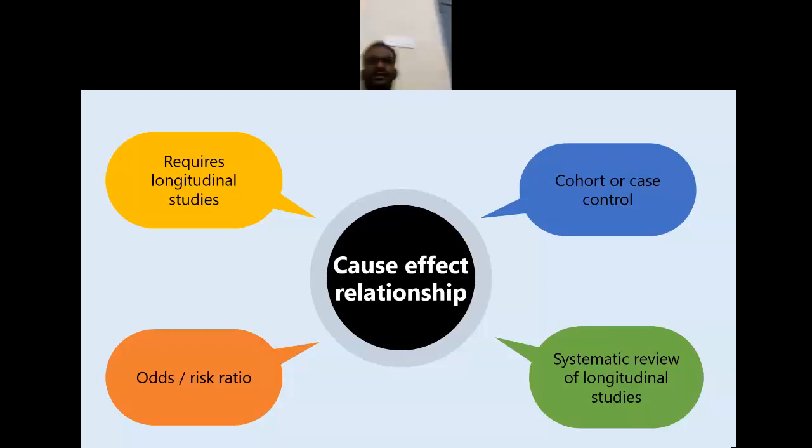So to establish a cause-effect relationship, we require a systematic review of longitudinal studies, which is stable and gives us consistent results. Next slide, please.